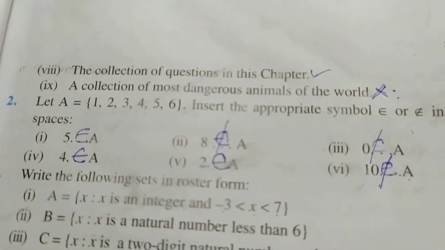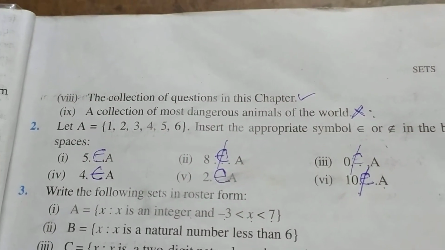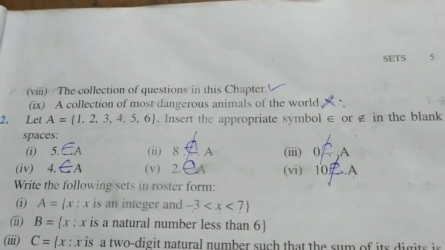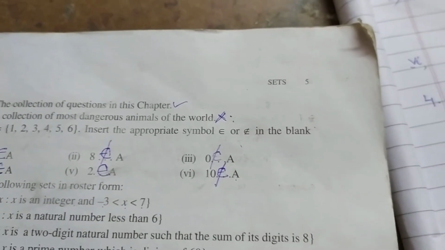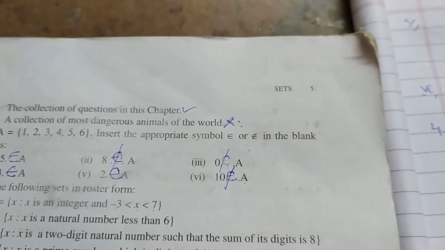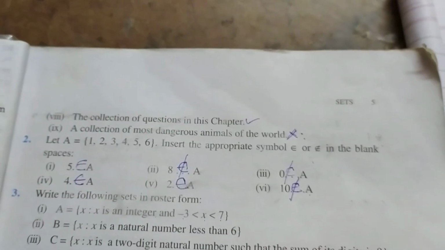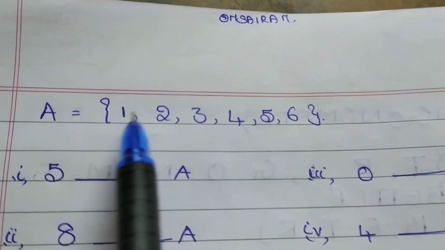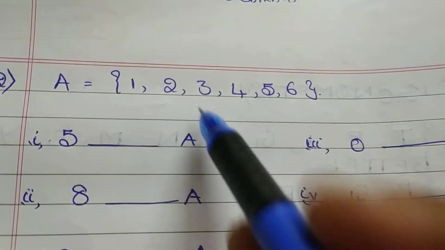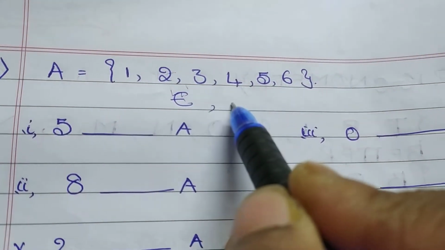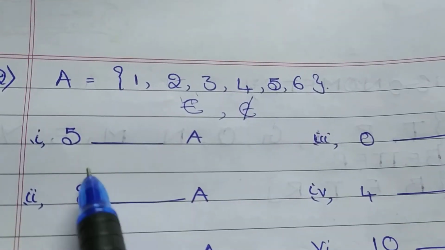So by making use of this, we will continue the exercise 1.1, the second question. So what is the second question? Let us see. The second question is, let A equals to 1, 2, 3, 4, 5, 6. They gave the set A as the elements from 1 to 6. Insert the appropriate symbol, epsilon, that means belongs to, or does not belong to, in the blank spaces. So this is what they gave. So let us start doing this. See here what they gave. They gave A equals to the set of the elements 1 to 6.